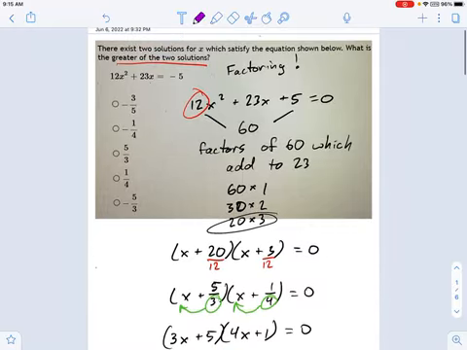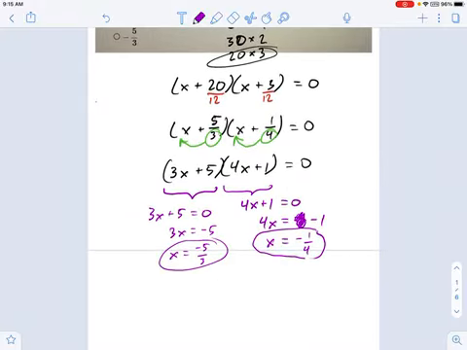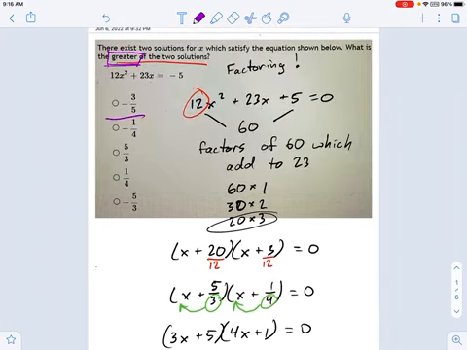And remember what we want. We want to know the greater of the two solutions. Well, you might think 5/3 is a bigger number than 1/4, but I'm just going to remind you how number lines work. If this is 0, and this is negative 1/4, and this is negative 5/3, yes, 5/3 has a greater magnitude than 1/4, but what greater means is this direction. Greater means more positive. Okay, so negative 1/4 is the greater of the two solutions.